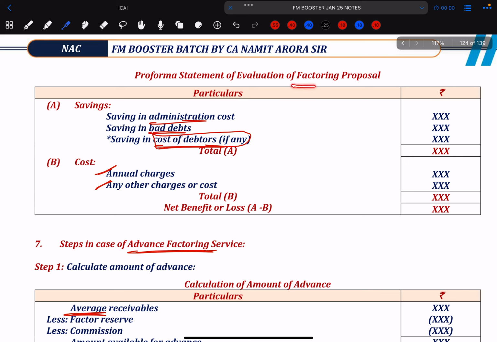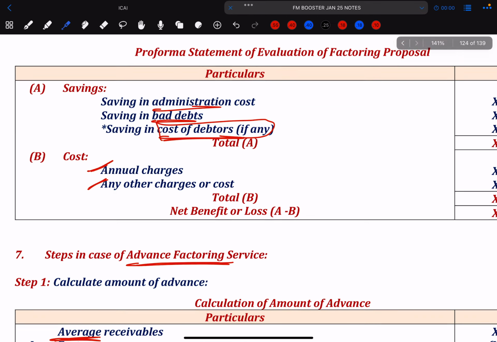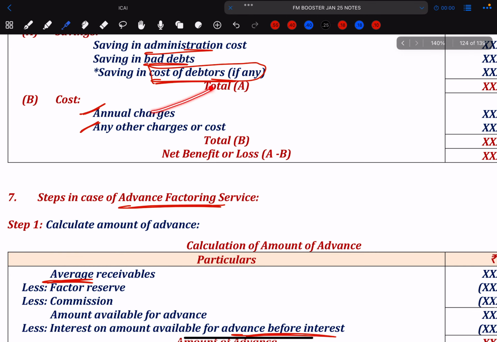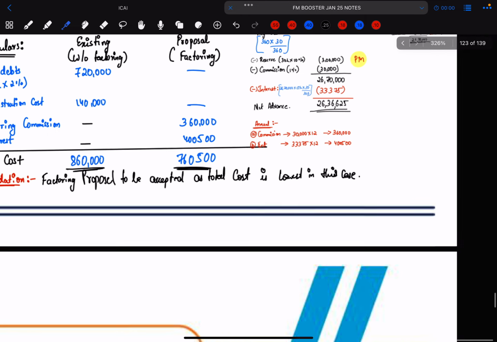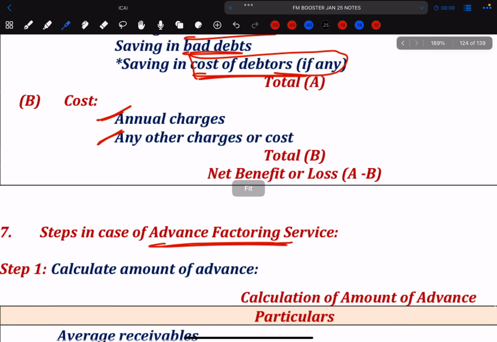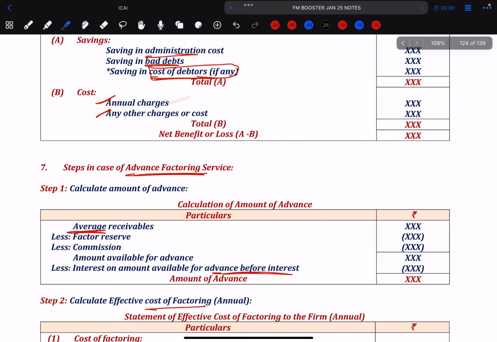This is in a good form, I mean savings. If you go for factoring, your administration cost will be the same, I mean calling, legal; your bad debts will be saved, and a saving of any other cost of debtors, if any. And what will be the cost: annually you have to pay something, and any other charges. So there are two. First one is you have to pay commission and interest. This annual charge is commission.